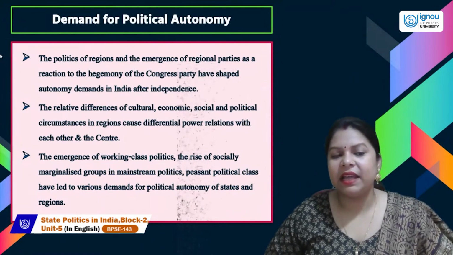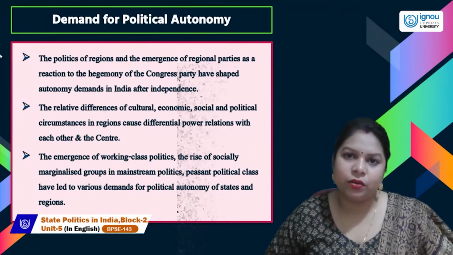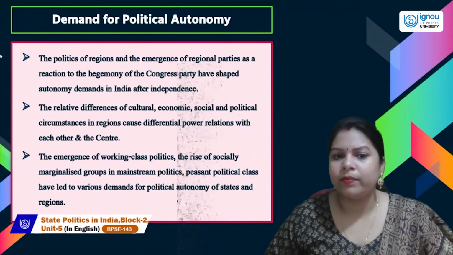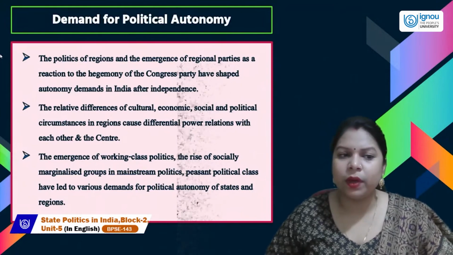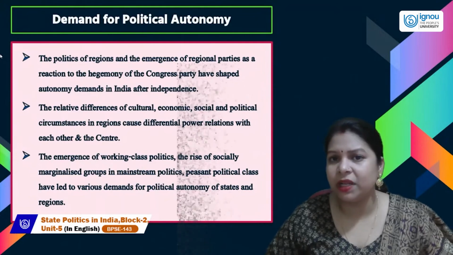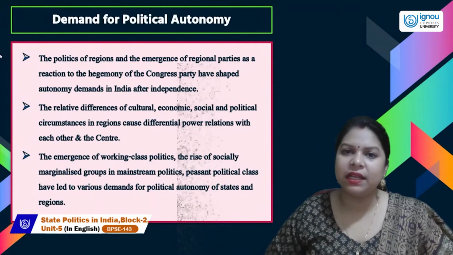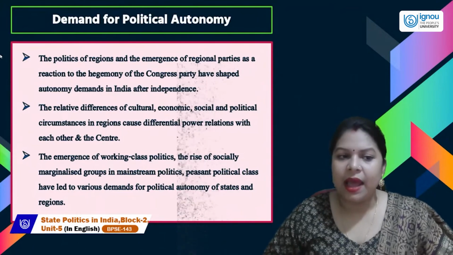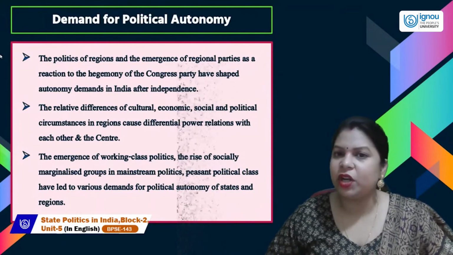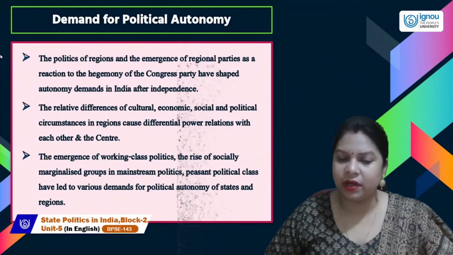Since there was a hegemony of the Congress Party, as a reaction to that dominance, there was an emergence of regional parties in the 1960s. And these regional parties gave shape to autonomy demands in India after independence.